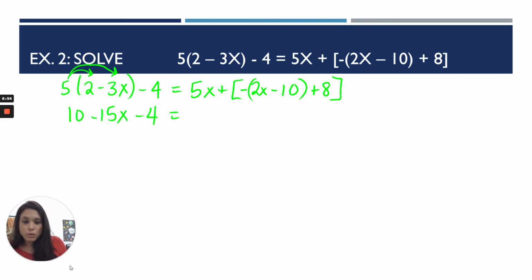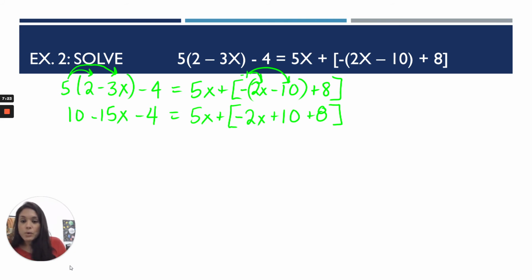Now we need to work with the grouping symbol here. So we have 5x plus, we have this negative sign again. That means we need to distribute a negative 1 to both terms. So this is negative 1 times 2x is negative 2x. Negative 1 times negative 10 is plus 10, and then plus 8, and then keep my bracket.